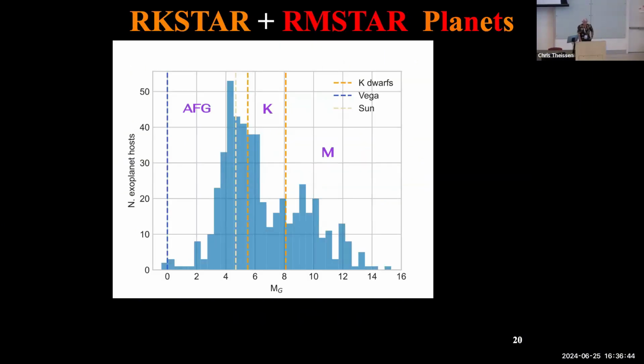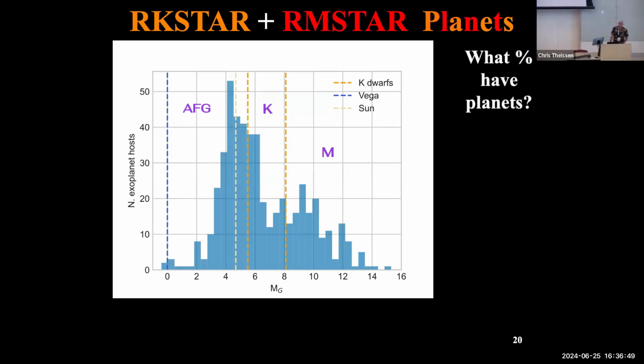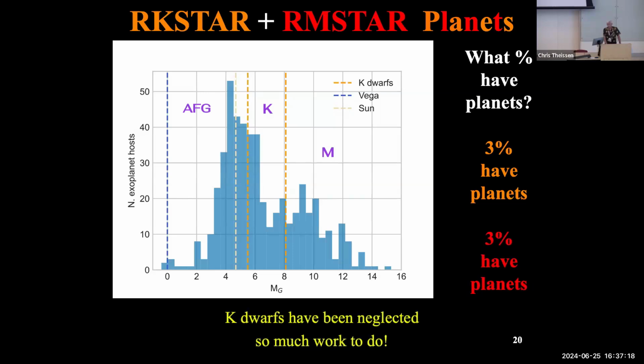Finally, I'm almost there. This is a mock-up of where the planets have been found, where you've got the K dwarfs there between the orange lines and the M dwarfs to the right of that. And my question for you all is, what percentage of stars in these two samples, rock star and rum star, turns out it's the same number, have planets reported? Known planet, well, reported planets. How many? How many percent? 20? 10? 3. Bottom line, we have a lot of work to do, folks.